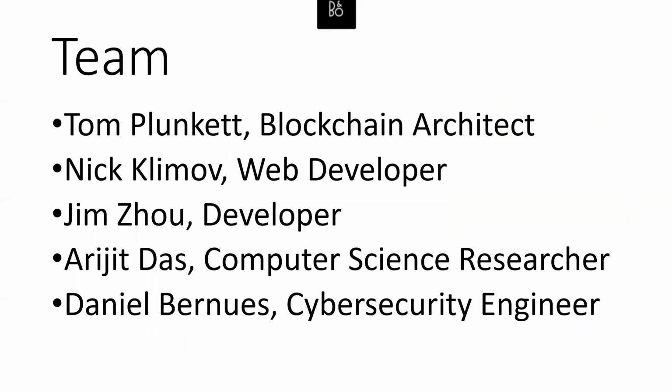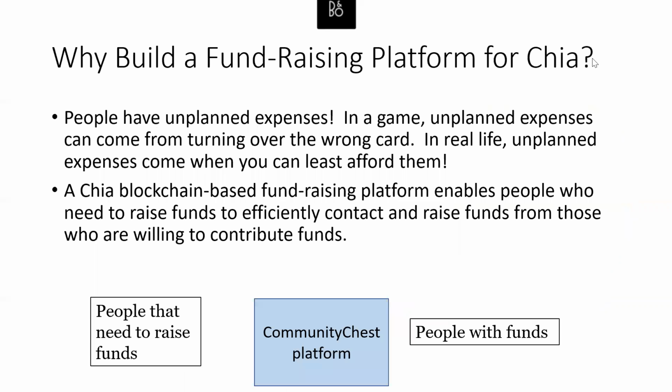So why build a fundraising platform for Chia? Well, people have unplanned expenses. In a game, unplanned expenses can come from turning over the wrong card. In real life, unplanned expenses come when you can least afford them. So a Chia blockchain-based fundraising platform will enable people who need to raise funds to efficiently contact and raise funds from those who are willing to contribute.